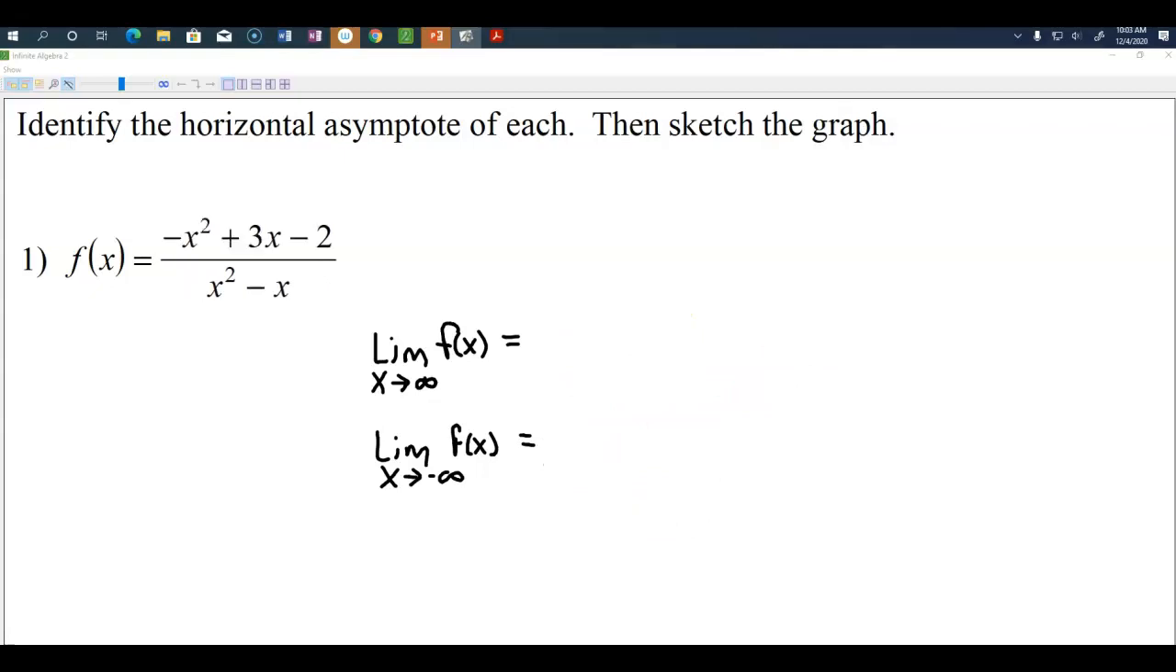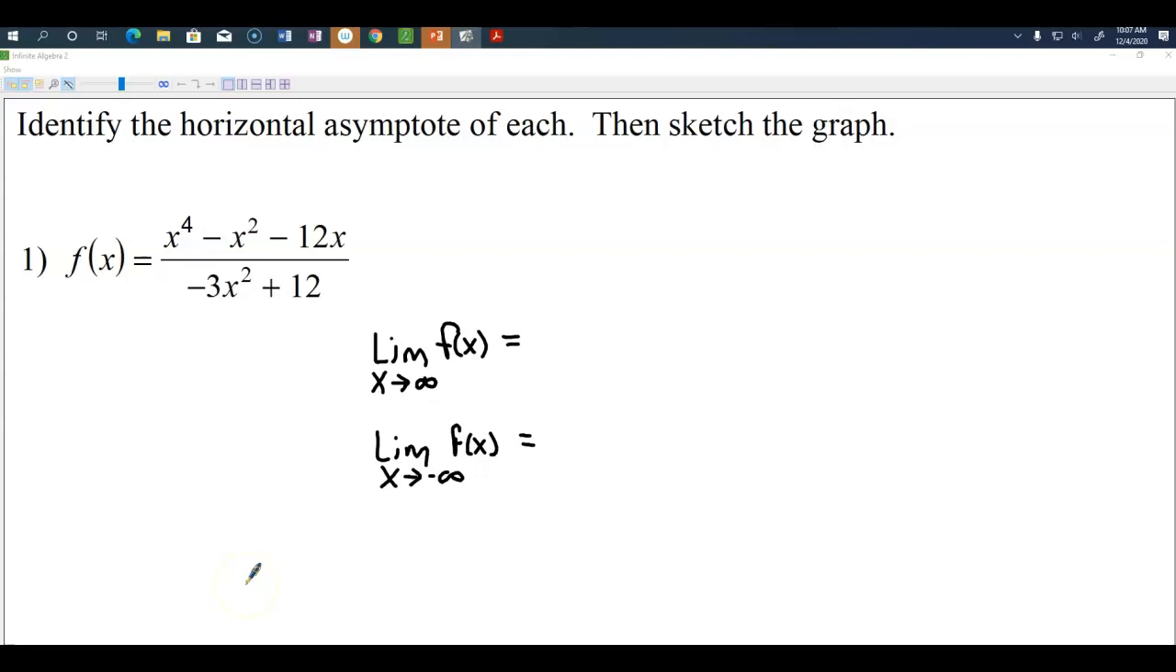Much faster. All right? So on this one, the powers on the top and bottom are the same. So it's going to be -1/1, which is -1. And that would be my horizontal asymptote. All right? Let's look at one more example.